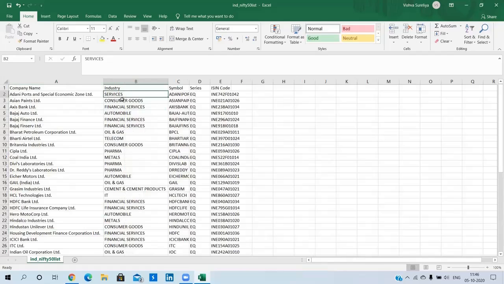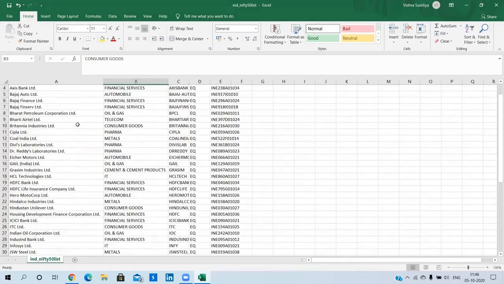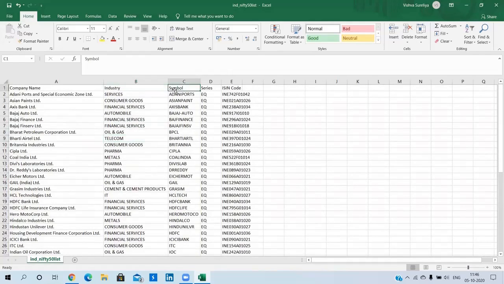These are the industries in which they are. Okay, for example, talking about Bharat Petroleum Corporation, it's under oil and gas. Then Bharti Airtel, then telecom. Okay, and these are their symbols, meaning the names by which they are represented on the NSE market.